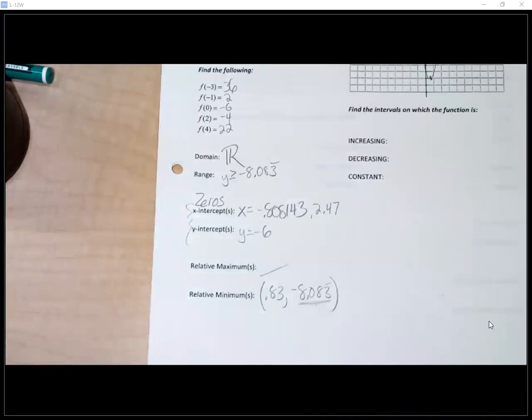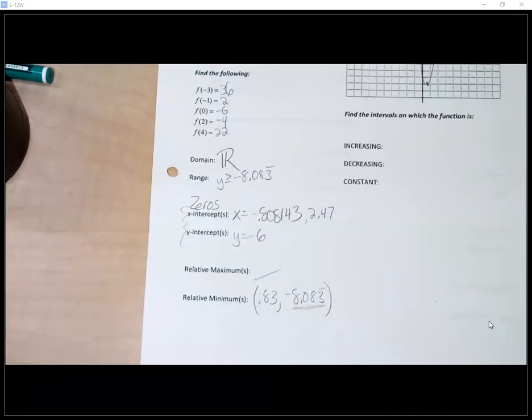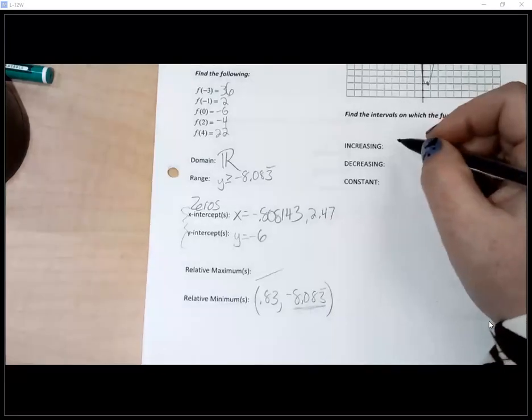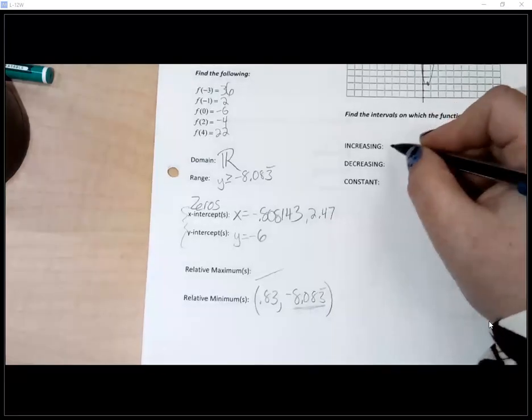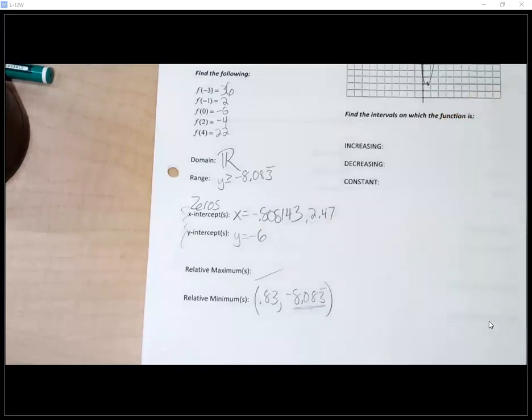Okay. I also want to make sure that I know where my relative min or max is because that's going to change where I'm increasing and decreasing. It's happening at that point. So where is my graph increasing? Can anybody tell me that? From where to where? Go ahead, Braylon. From -8.0. You're giving me the Y values. You would give me these as X. What's the X coordinates where we're increasing?